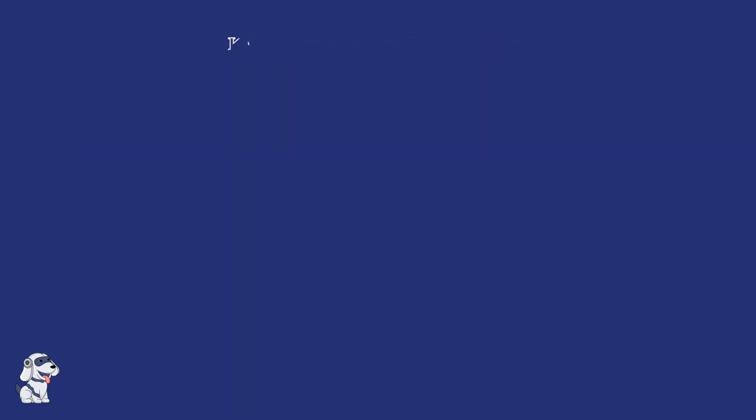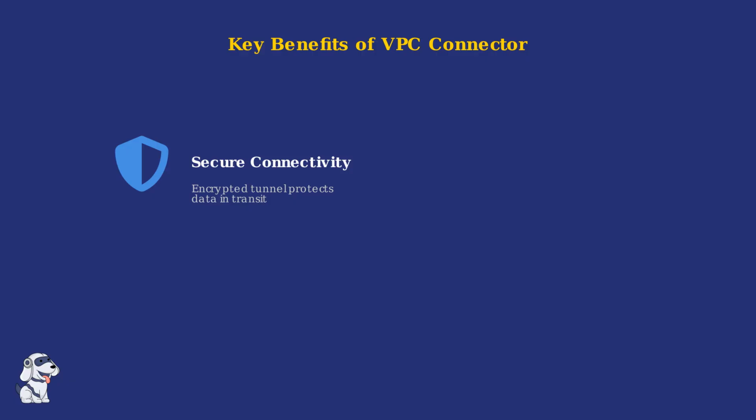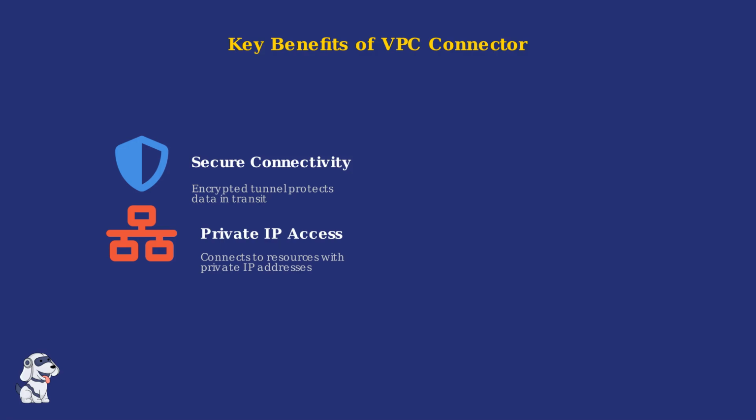Let me highlight the key benefits of using a VPC connector for this connection. First, it provides secure connectivity. The VPC connector creates an encrypted tunnel, ensuring that data traveling between Cloud Run and your private resources remains protected. Second, it enables private IP access. Without the VPC connector, Cloud Run cannot reach resources with private IP addresses. The connector makes this possible.